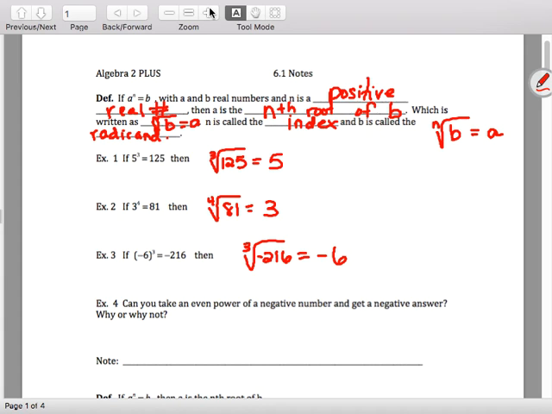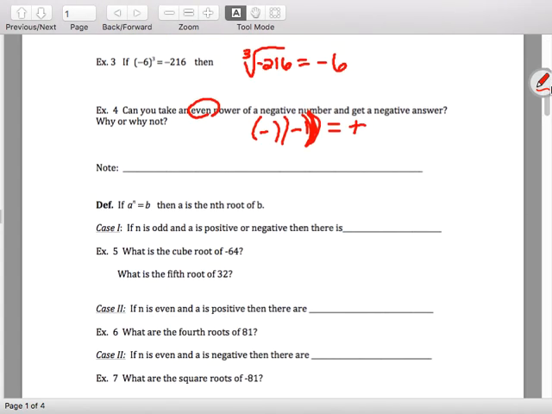Now, example 4 says, can you take an even power of a negative number and get a negative answer? So an even power means to the second power, to the fourth power. All right, George, can you explain why? Because a negative times a negative is a positive. Exactly. Good explanation. So look, a negative times a negative is positive. It's not possible to get a negative times a negative to give me a negative.